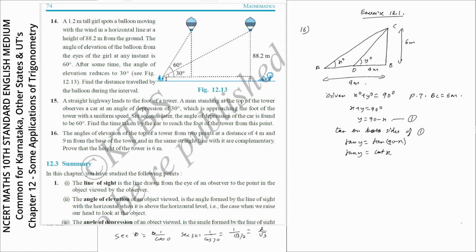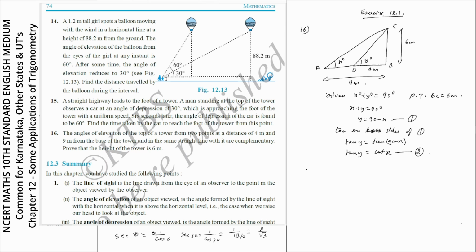So in complementary angles you have studied, sine will change to cos, cos will change to sine, tan will change to cot, cot will change to tan in case of complementary angles. So here x and y are complementary angles, that's why tan y is equal to cot of x. This I'll mark as equation 2.